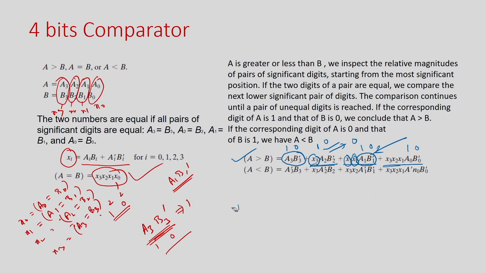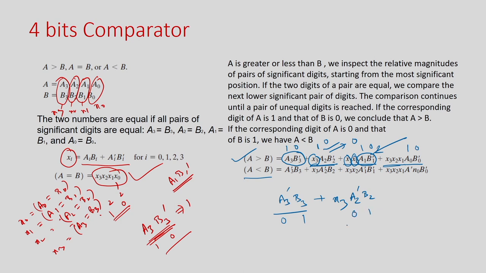So, I will just check whether A3 bar B3. If this is true, that means this is 0, this is 1, then only this will be true. That means B is greater than A, okay? So, that means A less than B is true. Or they are the same, A3, B3 are the same, which is this. And then I will just check A2 bar, B2. It means, again, this is 0, this is 1.